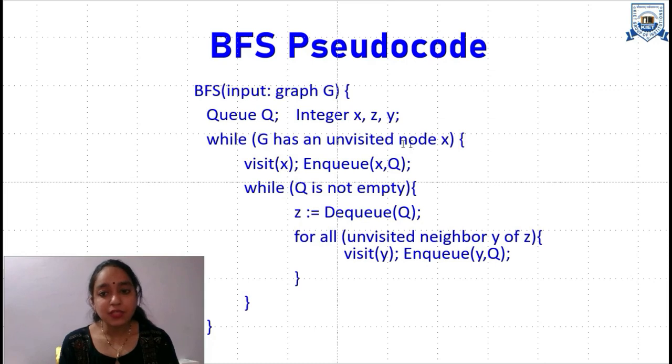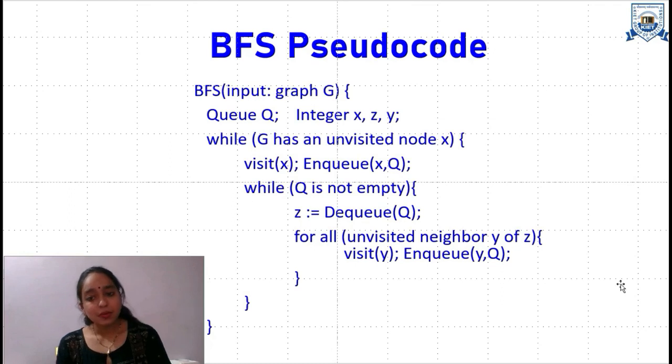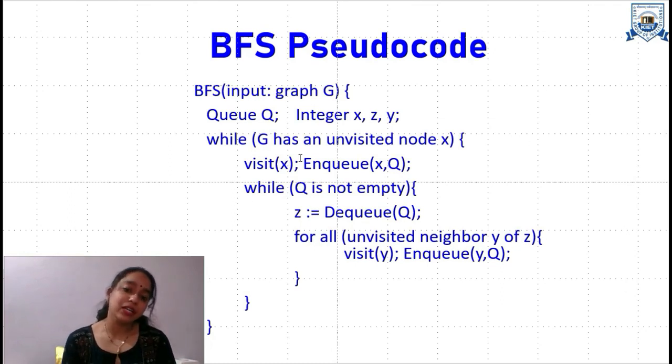While G has an unvisited node X, the starting vertex, we will visit that particular starting vertex. We will insert that starting vertex into Q. X is the starting vertex for the traversal. While Q is not empty, we will be deleting one vertex Z from Q. Deletion will be done from the front end, and we will be visiting all the unvisited neighbors of this particular node Z. We will make all those unvisited vertices visited, and we will insert them in the queue. The sequence they will be inserted in the queue will be the sequence they will be deleted from the queue.